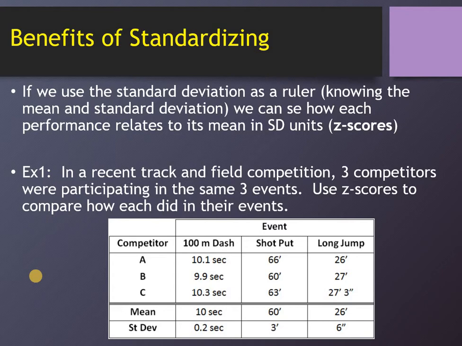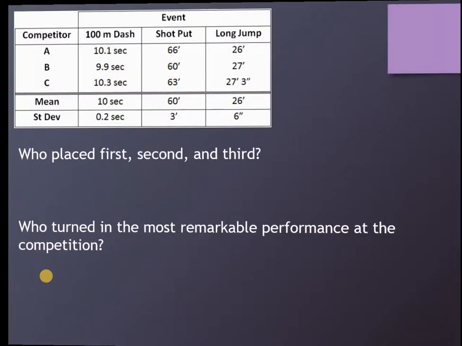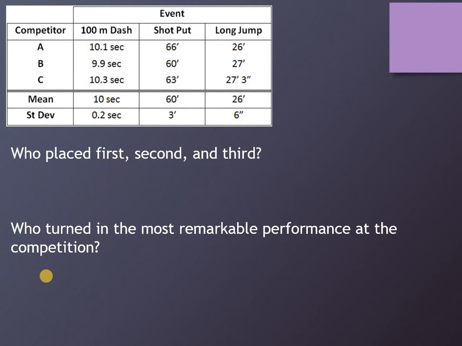So when you calculate their z-score, what you're going to do is take observed minus expected divided by standard deviation. So it would be 10.1 minus 10 divided by 0.2. That is going to give you your z-score.